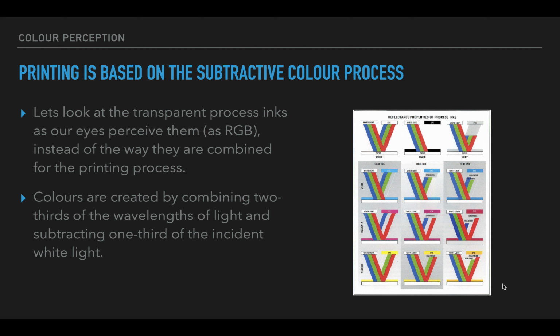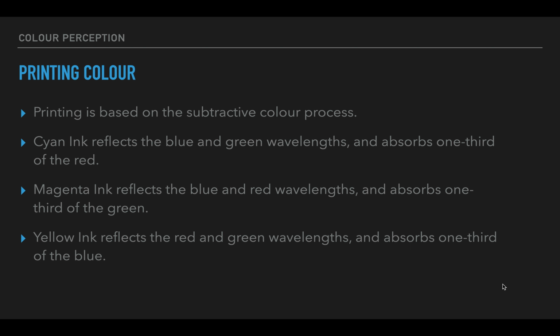Let's look at the transparent process inks as our eyes perceive them, RGB, instead of the way they are combined for the printing process. Colors are created by combining 2/3 of the wavelengths of light and subtracting 1/3 of the incident white light. So I know that sounds pretty heavy, so if we look on the right hand side, you can visually see how shining your RGB lights and taking away can emulate our CMYK colors. So this is a pretty heavy side of color. This is more so of that PhD level and not what we're going to focus on for today, but it's good to know how these colors came to be, where they came from, and what the choices are.